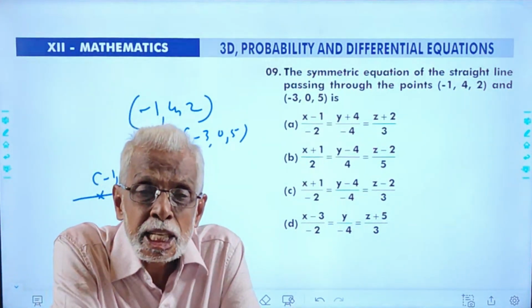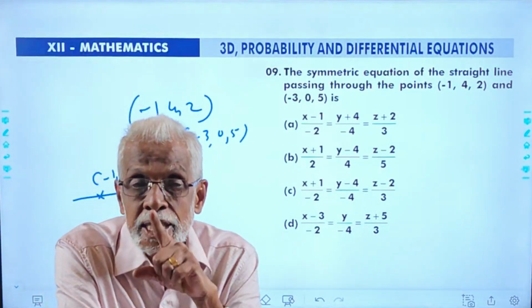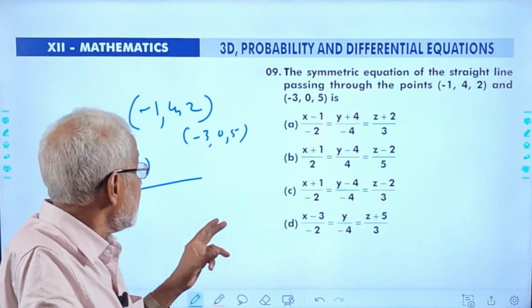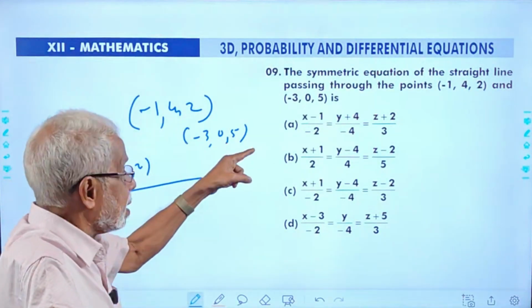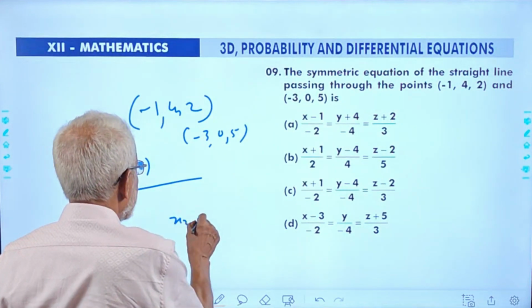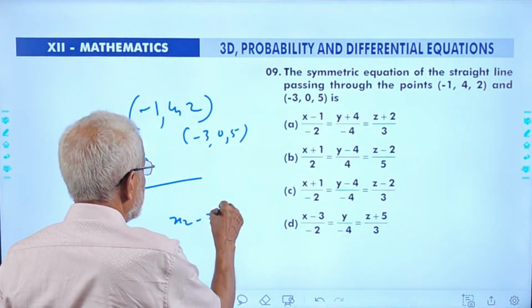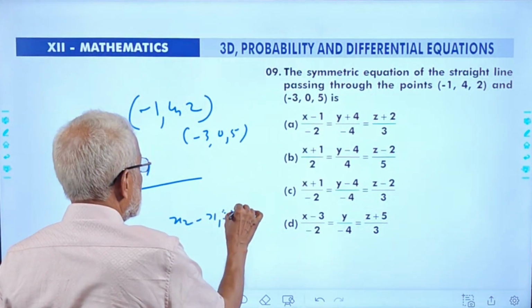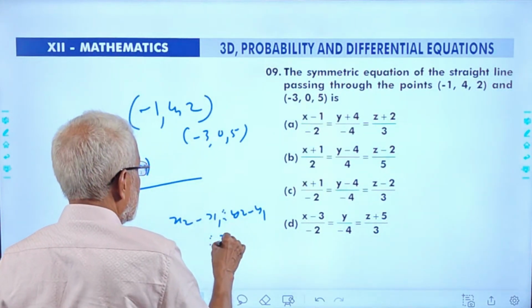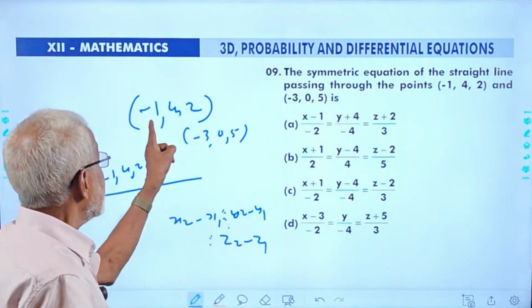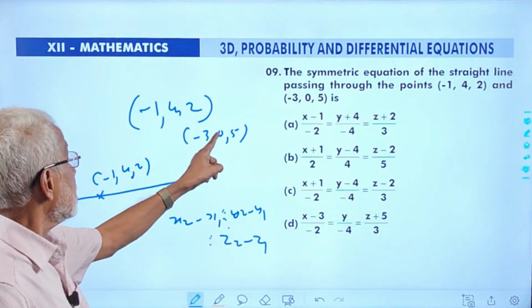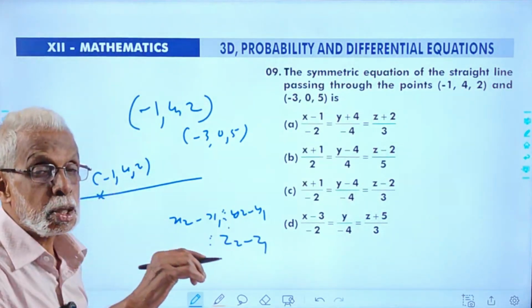In order to get the equation of a line, we need a point on the line plus direction ratios of the line. If we are given 2 points, we have 2 points on the line. Therefore, the direction ratios are x2 minus x1 is to y2 minus y1 is to z2 minus z1. Minus 3 minus minus 1, 0 minus 4, 5 minus 2, that is minus 2, minus 4, 3 are the direction ratios.